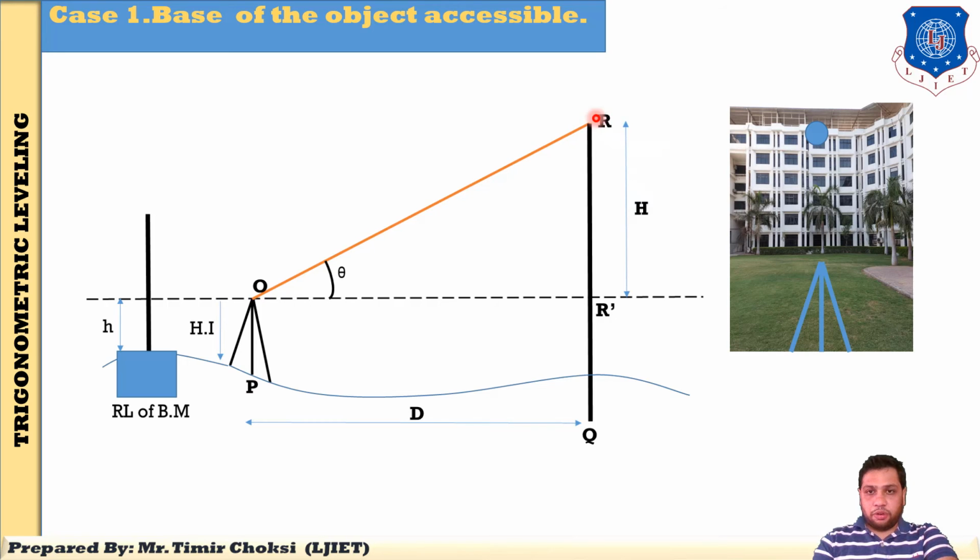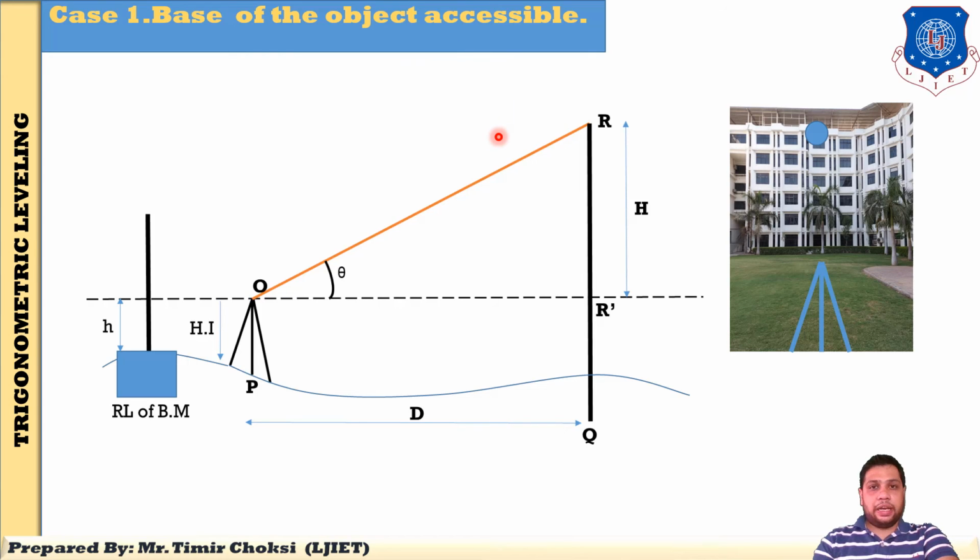This is the LJ building. You have the top of the point, and you have to find the particular elevation of this object R. Our base is this Q point. So you can easily find the distance between the instrument and the object using a chain or tape. This case is called the base of the object is accessible.